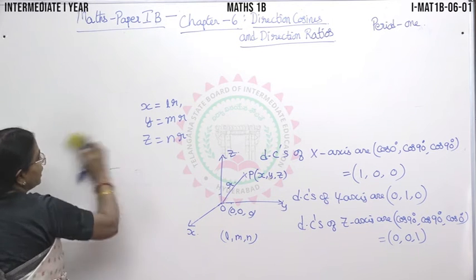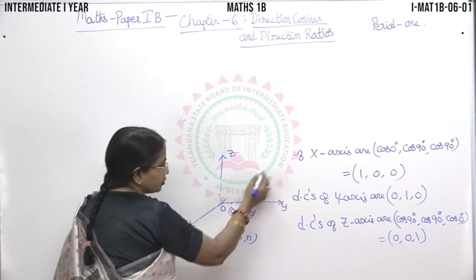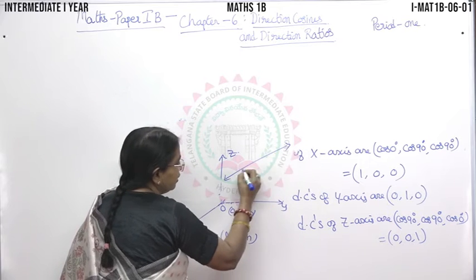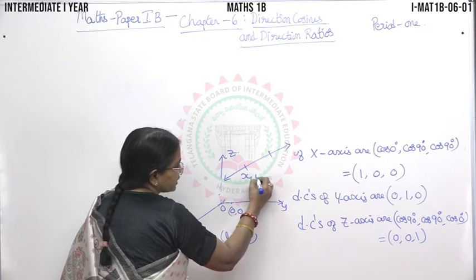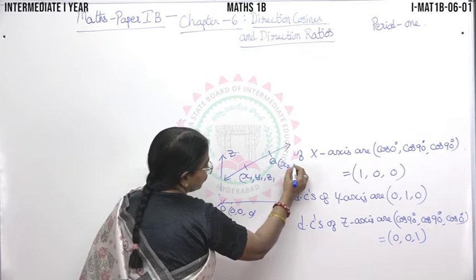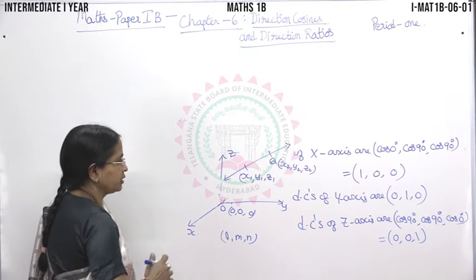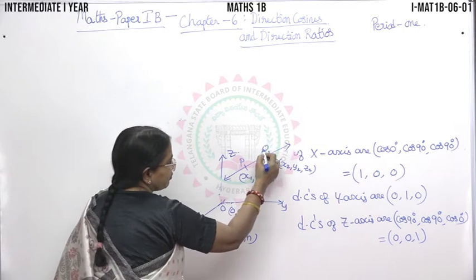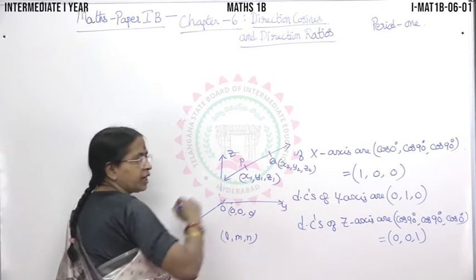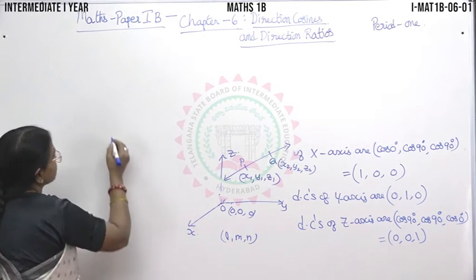Now suppose that there are 2 points in space. So this is one point you have to learn. Now suppose that you have a line which is passing through 2 points: P is (x1, y1, z1) and Q is another point (x2, y2, z2). Then how to write its direction cosines? So P is a point (x1, y1, z1) and Q is the point (x2, y2, z2) on a straight line. Now to find its direction cosines, you have the formula like this.